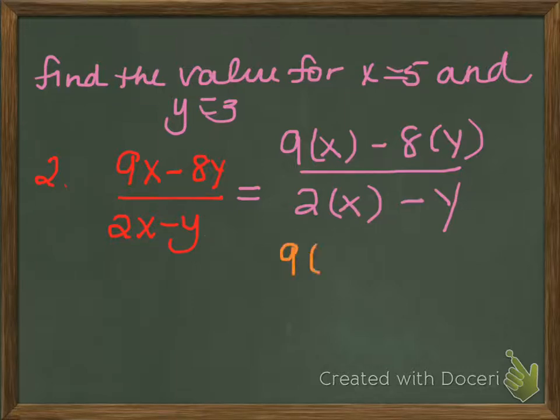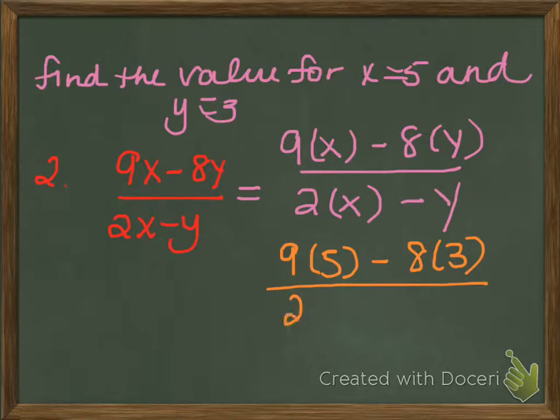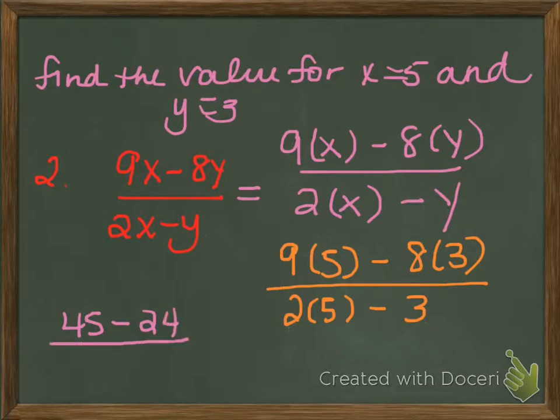So I have 9 times 5 minus 8 times 3 over 2 times 5 minus 3. So we'll take care of the numerator first. In the numerator, again, you have to be mindful of the order of operations. So I do the multiplication first, then subtract them. So first, 9 times 5 is 45, minus 8 times 3 is 24. Put my fraction line, and then I'm going to do the order of operations in the denominator. 2 times 5 is 10, minus 3.